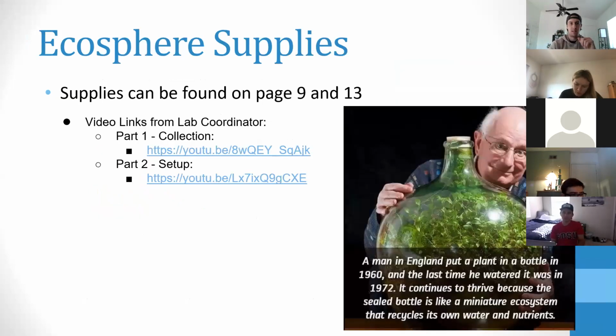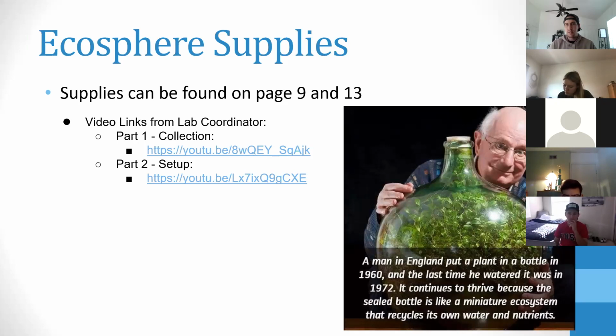Now let's talk about what you'll need for your ecosphere. So jumping back to page 9 on your lab manual, you'll see you have pretty much 11 things that you'll need for the ecosphere. Of course, a jar, and a straw to blow in some carbon dioxide and stuff like that. And then the lab coordinator, Joe, has been so kind as to create a few videos for you to watch about the collection and the setup of your ecosphere. So please look through those.